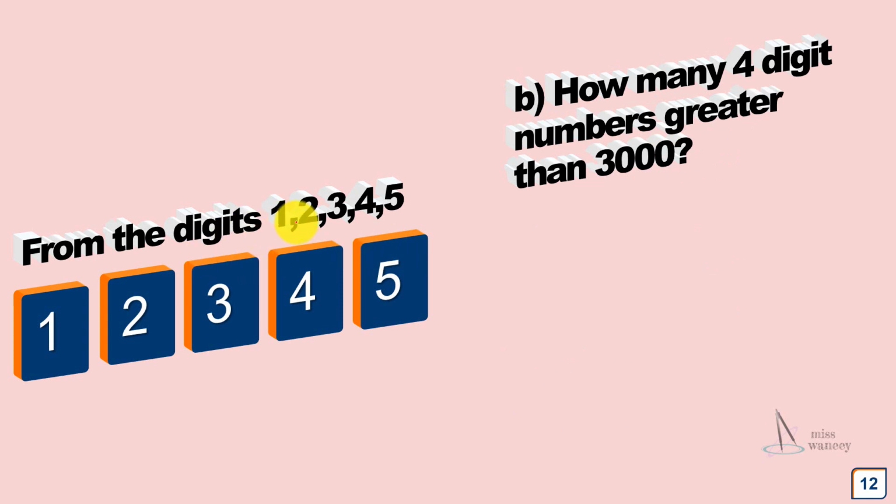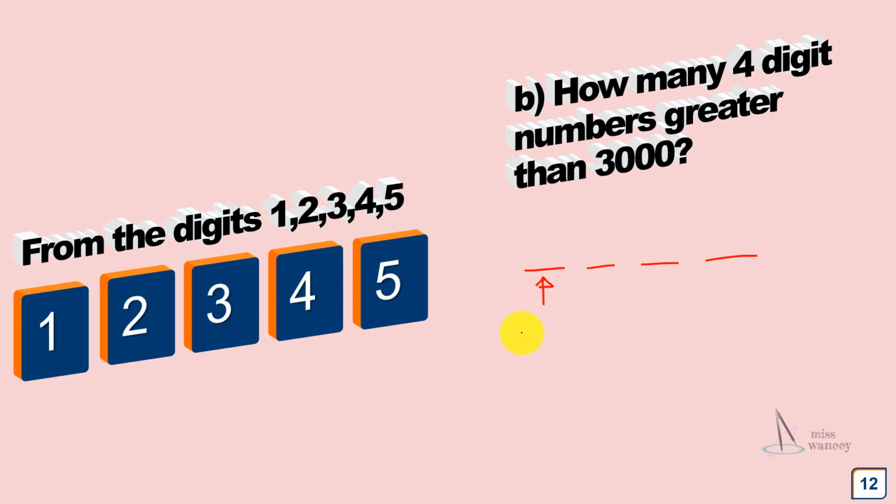Okay, so from the digits 1, 2, 3, 4, and 5 again, how many 4-digit numbers are greater than 3000? So 4 digits, I prepare 4 boxes. The number should be greater than 3000, so I should restrict the first digit.